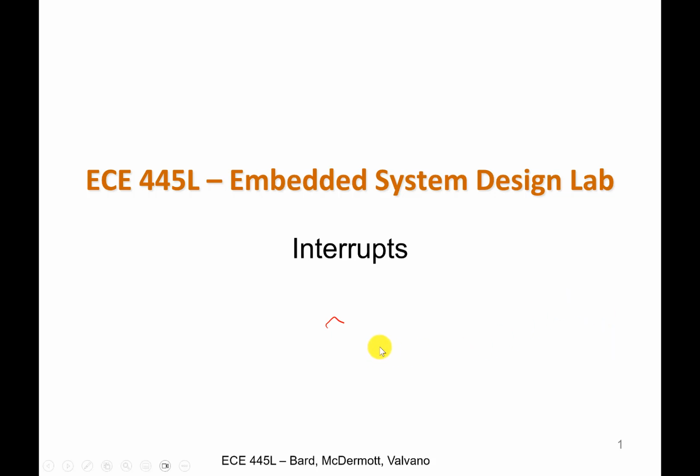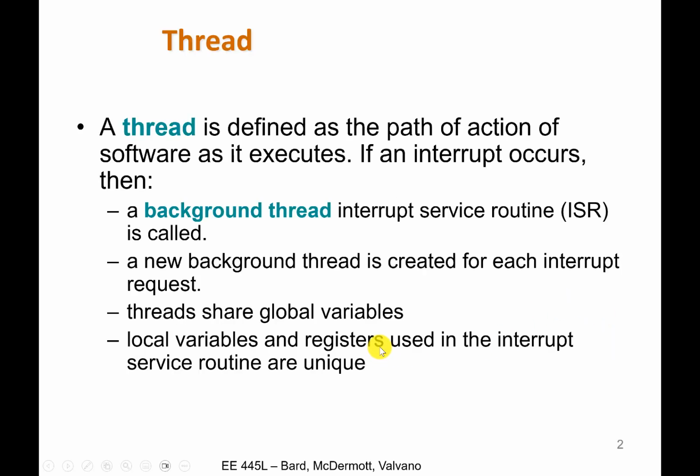Now you had interrupts in 319K, but we're going to focus in on the aspects of interrupts that are germane to 445L. Now we have a multi-threaded environment, which means we have the main program which is running as usual, and then we have one or more interrupt service routines which will comprise the background threads. All right, and we're going to share information between these threads in global variables.